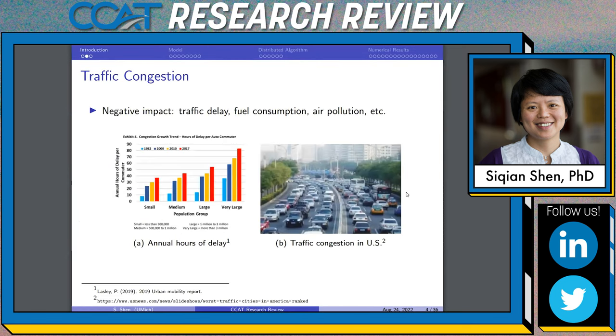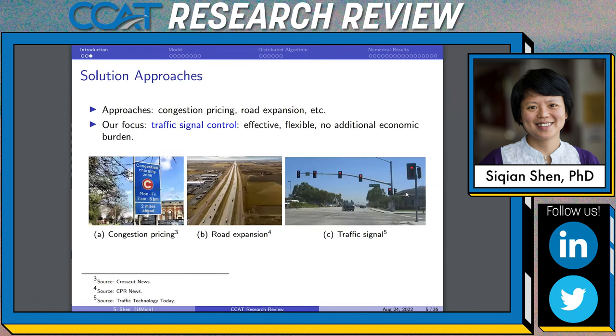So let me introduce the problem. Again, it generates from a very commonly existing problem in the whole wide world, traffic congestion. Because of the traffic congestion, you will have traffic delays, fuel consumption, air pollution, and et cetera. So all these negative impacts coming from traffic congestion need to be solved. There are a few different ways people have been trying to mitigate the congestion. For example, there is congestion pricing, as you can see in the first sign here, which shows that depending on certain times of the day that you're utilizing certain traffic zones, you'll pay a different price.